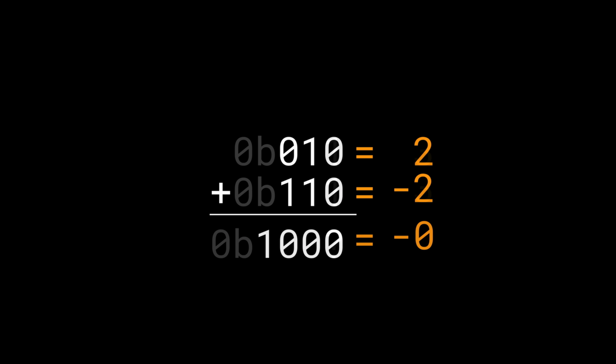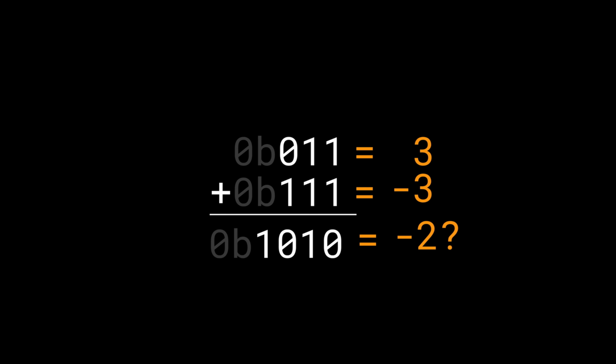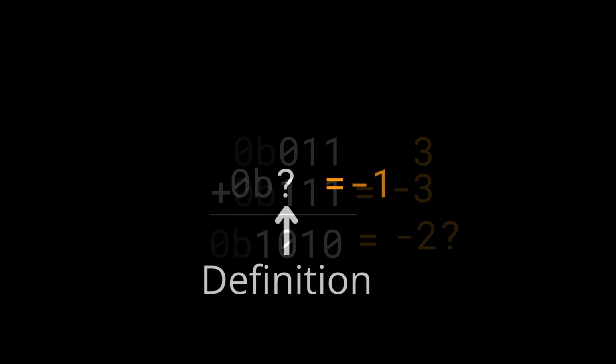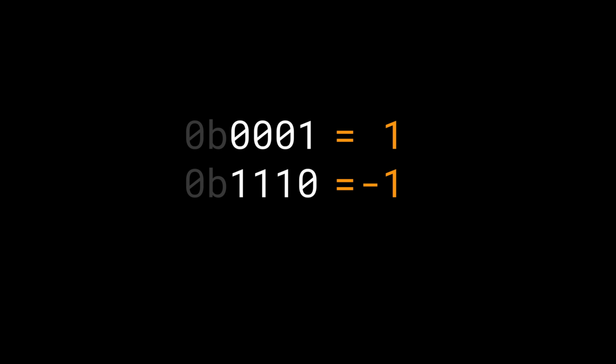However, let's see what happens when we add 3 and negative 3. Oddly enough, adding 3 and negative 3, we come out with negative 2. Adding numbers here does not consistently give the value we expect in decimal, so we need to go back to the drawing board to come up with a better definition for how to define negative numbers in binary. One way we can ensure that our numbers add up to 0 is to make our negative numbers bit flip versions of our positive numbers. That way, whenever we add these two same numbers, we always get 0.